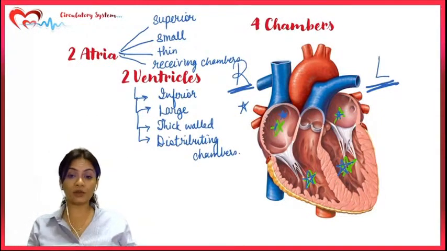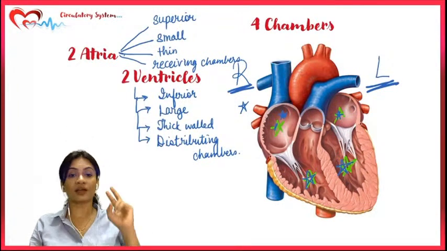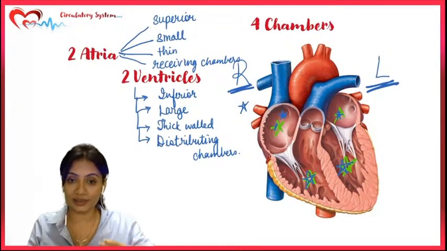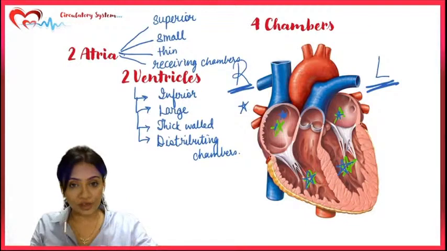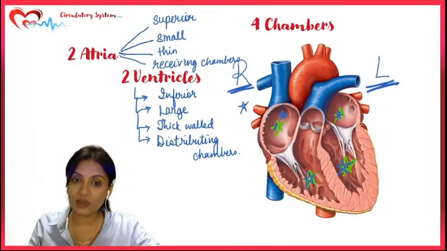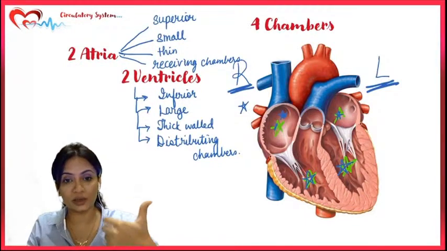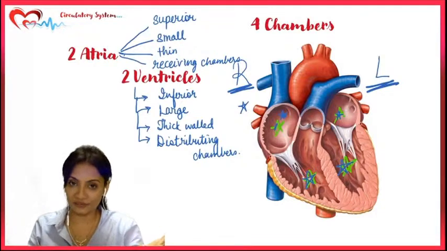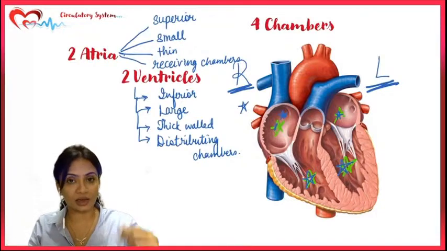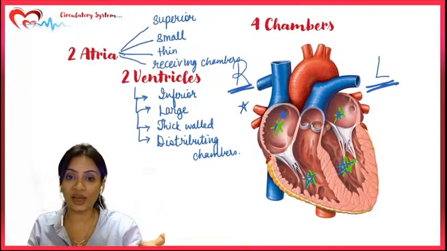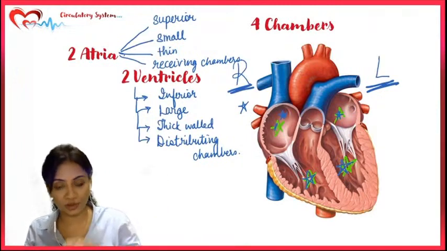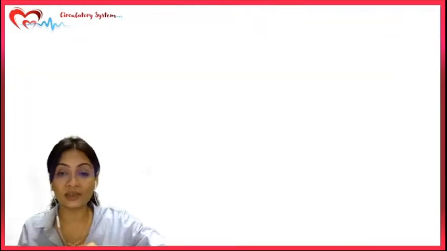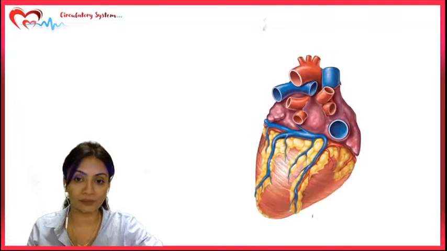So when we're talking about the four chambers of the heart, there are two superior ones which are called atria. There are two inferior ones which are called ventricles. The atria are superior, small, thin-walled receiving chambers. The ventricles are inferior, large, thick-walled distributing chambers. Alright, so that was a small bit about the four chambers of the heart.